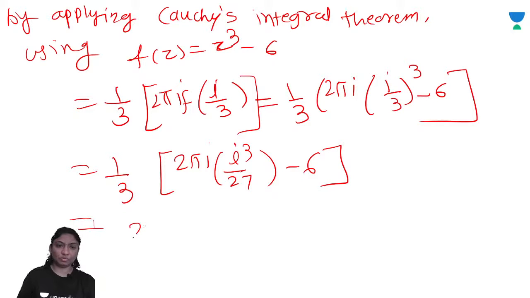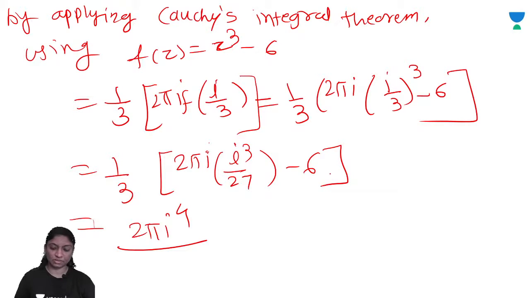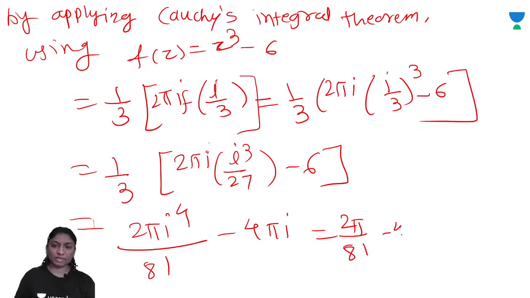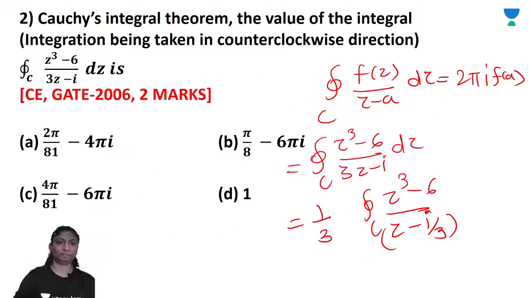So which is equal to 2 pi i raised to 3, and this i, so i raised to 4 upon 26 minus this 4 pi i. Okay, minus 4 pi i upon 81, 27 3s are 81, minus 4 pi i. So which is equal to 2 pi upon 81 minus 4 pi i. Okay, so we'll get option A. Right, A is the correct option.